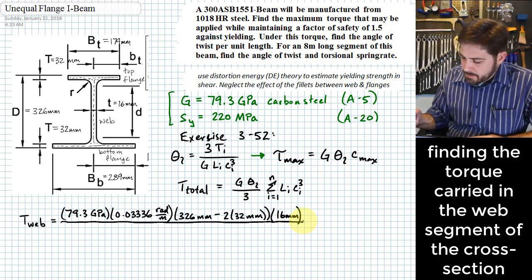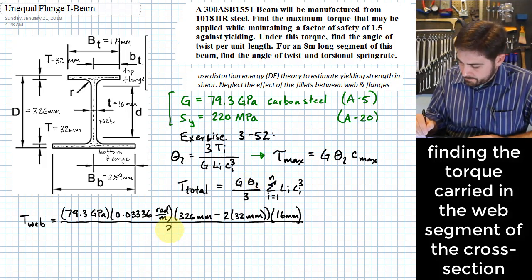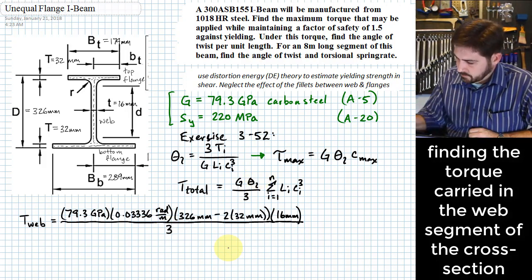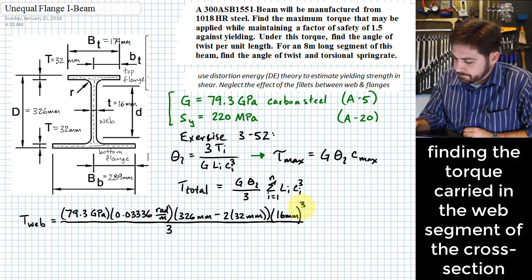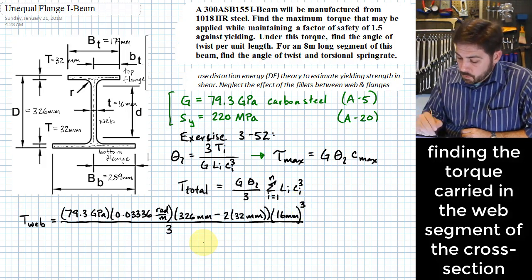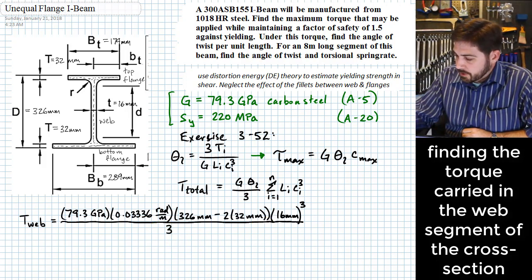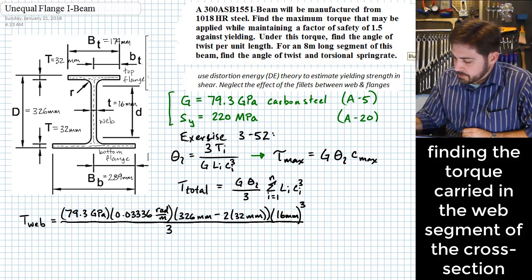Okay. In the denominator, what do we have? Well, we really just have a 3. And I'm just now noticing that I forgot to put my cubed term on my 16 millimeters right here. All right, so what we want to do now is analyze the units on this and make sure that we're in good shape as far as that's concerned.